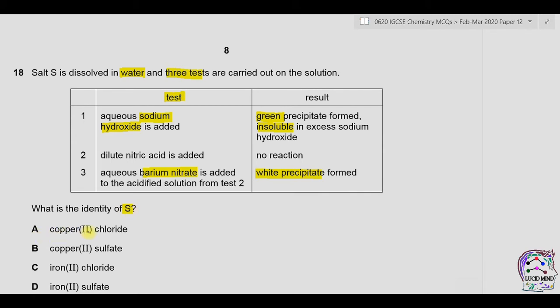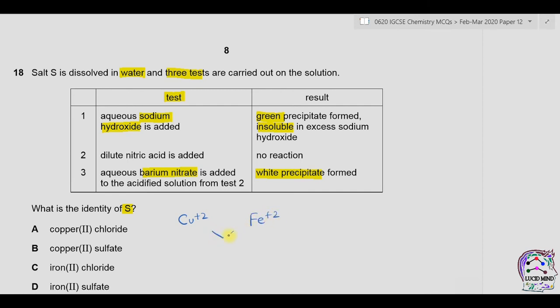Option A, we have copper 2 chloride. In option B, again we have copper 2 sulfate. In option C, we have iron 2 chloride. In option D, we have iron 2 sulfate. So we have 2 types of ions. One is copper plus 2 and one is iron plus 2.